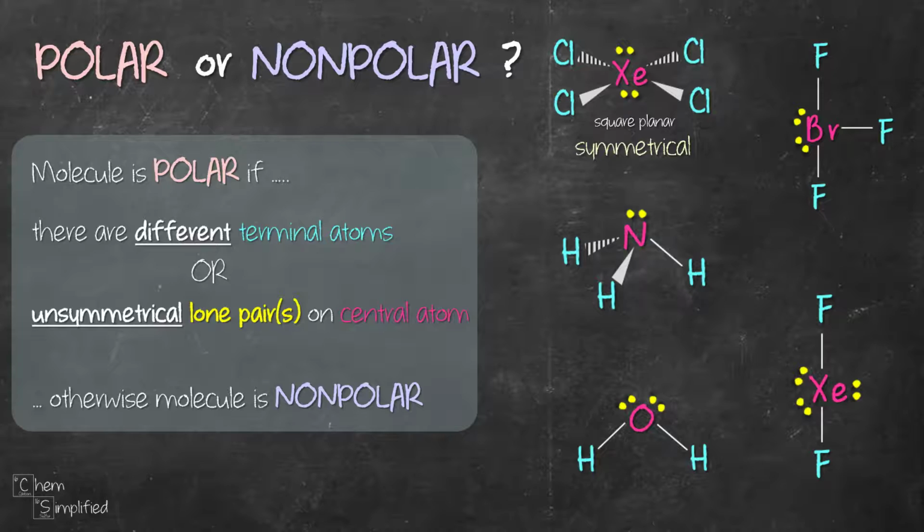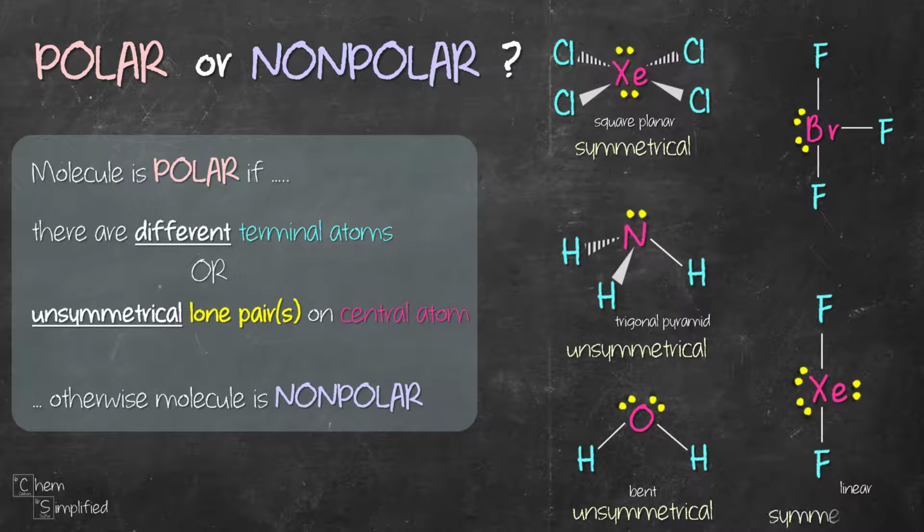NH3 has 1 lone pair. The shape is trigonal pyramid. Naturally, the lone pair is unsymmetrical because it only has 1 lone pair. H2O has a bent geometry where the 2 lone pairs are right next to each other, making the distribution unsymmetrical. XeF2 has a linear geometry where the 3 lone pairs are spread around symmetrically.